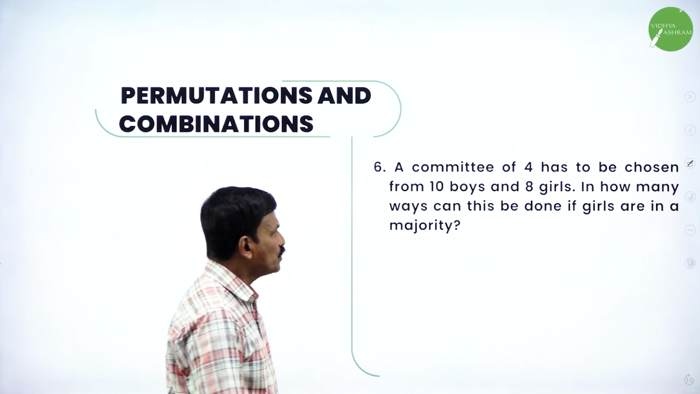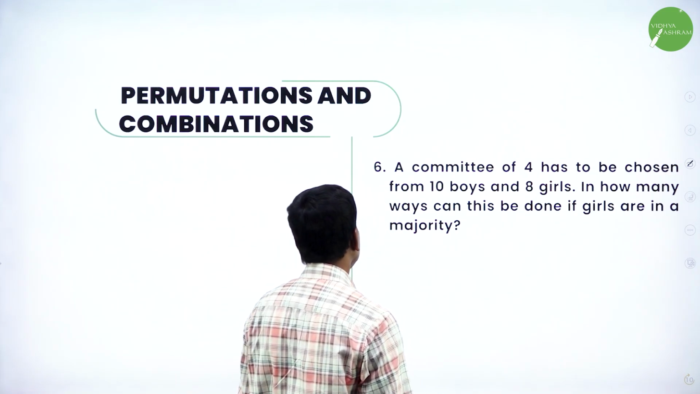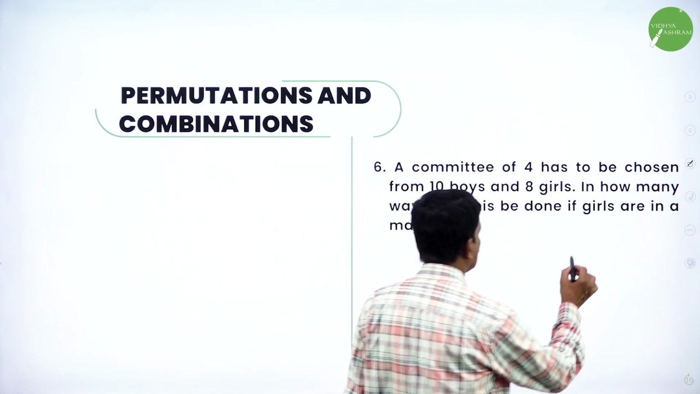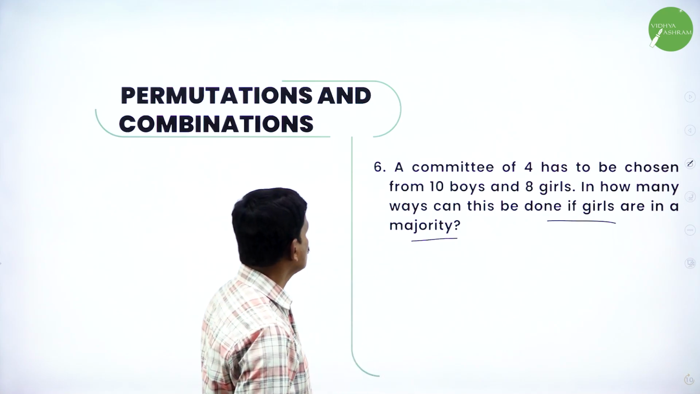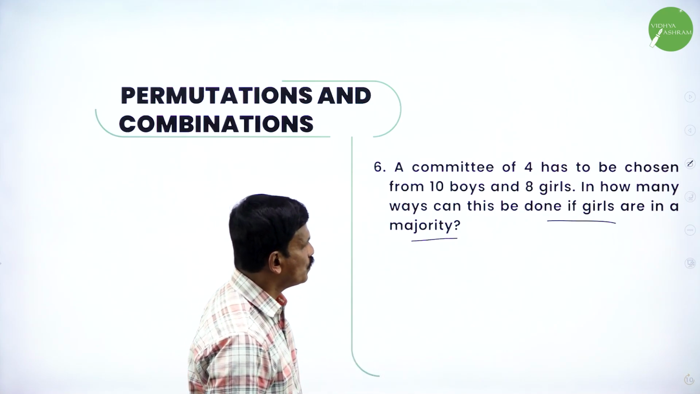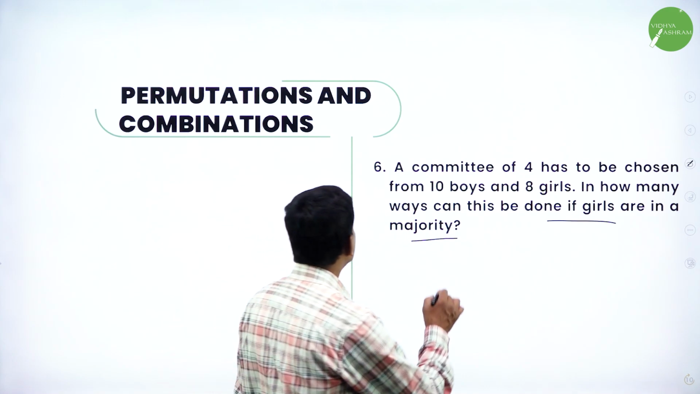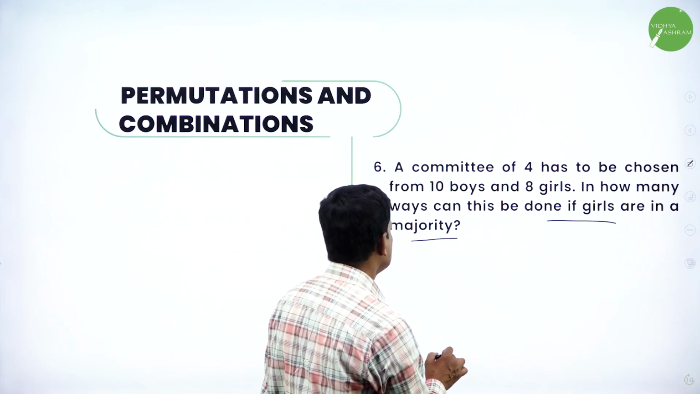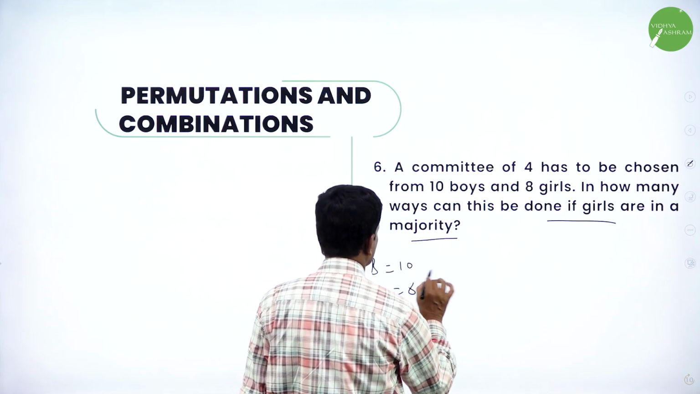A committee of 4 has to be chosen from 10 boys and 8 girls. In how many ways can this be done if girls are in a majority? Very simple problem for 3 marks. A committee of 4 has to be chosen out of 10 boys and 8 girls. Number of boys is 10 and the number of girls is equal to 8.